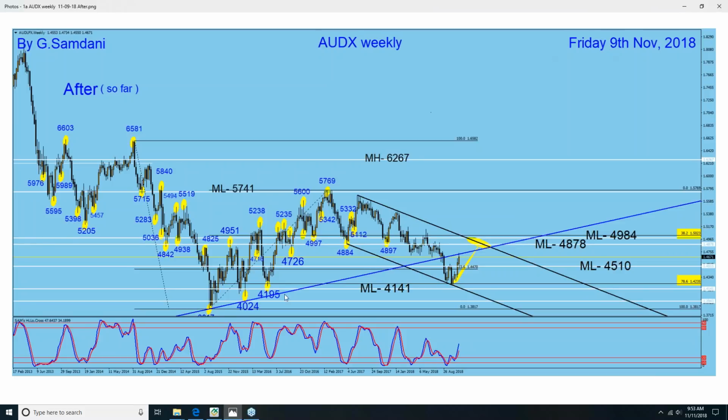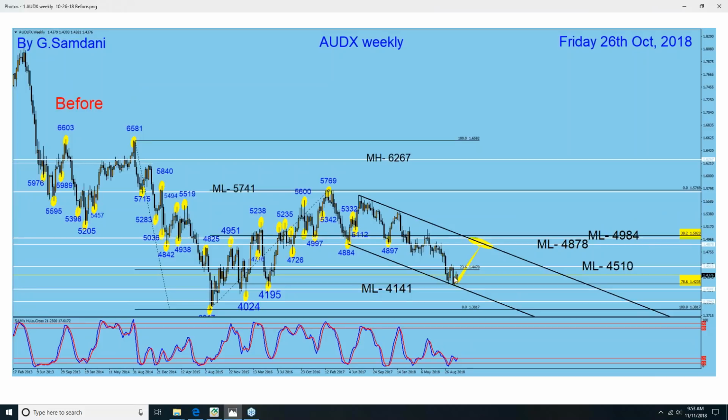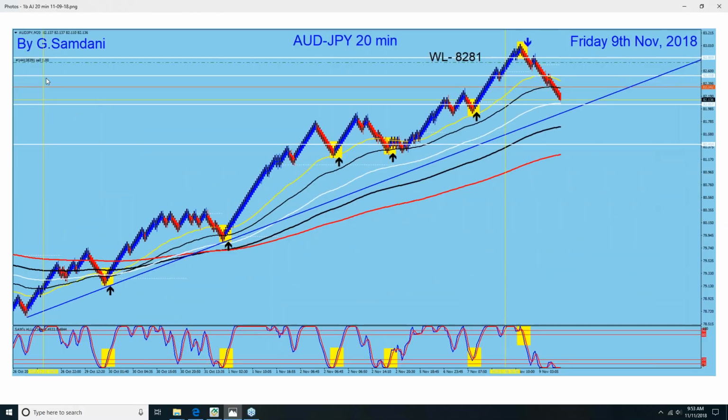What happened after I made this chart? The first chart that I made was on October 26th. Look what happened in Aussie yen since then. This yellow line is October 26th. Long entry, all the way to the upside. 82, 81 is a big number, and we already reached there. And you can go and take a look at all the other Aussie pairs.